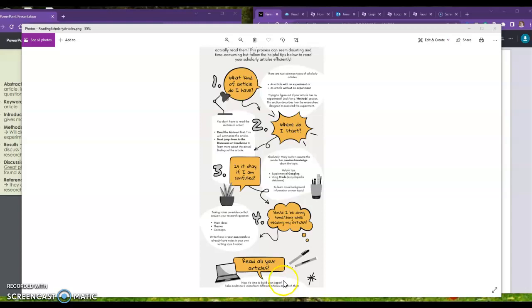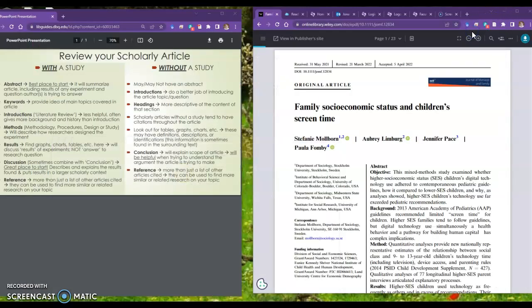The last thing is read all your articles. By that I mean, just don't choose one article. You'll have to choose 1 or 2 articles to start with and maybe add a few more. That way you can take evidence and themes from each article and kind of stitch them together to write your paper. Next, I'm going to close this, minimize this window here.